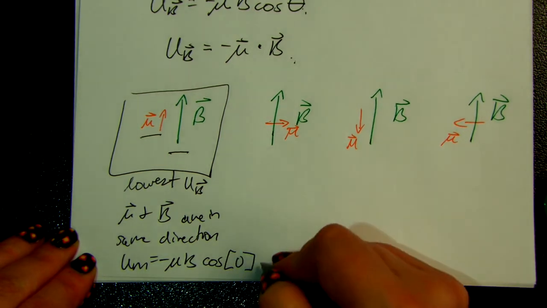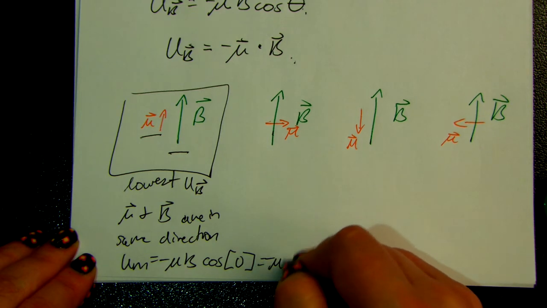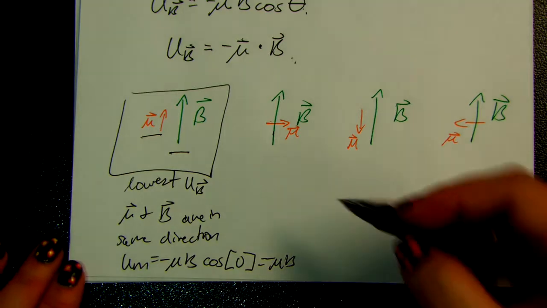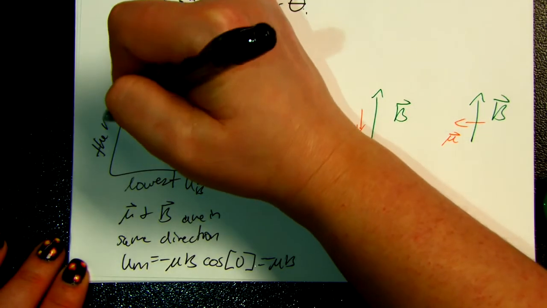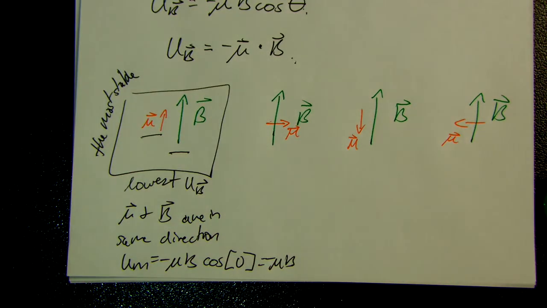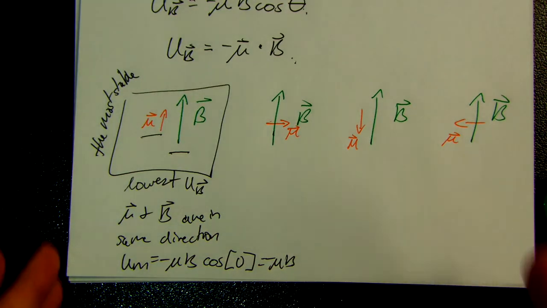So the cosine of 0 is equal to minus mu b. All right, so this also implies that it is the most stable. It's not going to want to twist. It's very happy where it's at.